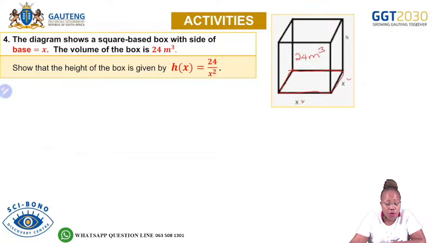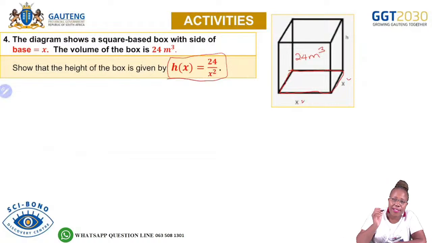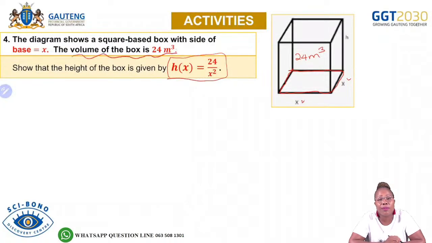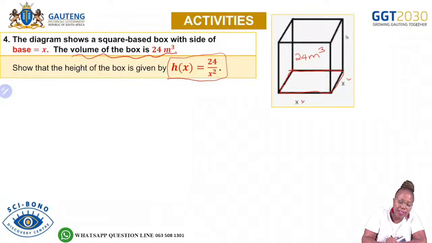Then, show that the height of the box is given by h of x equal to 24 over x squared. The answer is given to you. Yours is to show us in terms of calculations how you will end up with 24 over x squared. Remember the tip around optimization. You always start from what? The given. What is given to you is the volume of the box, which is 24 cubic meters. So now your starting point is the volume of a box.